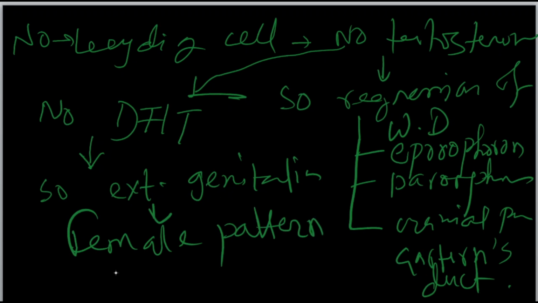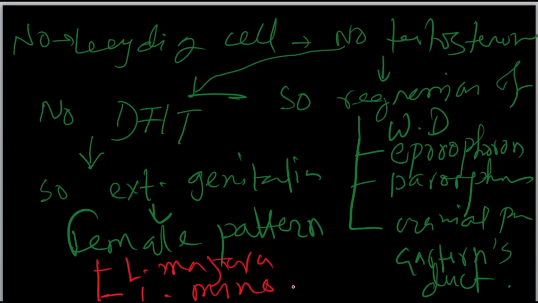There is formation of labia majora, labia minora, and clitoris. In case of male, this gives rise to glans penis, anal urethra, and prostate.